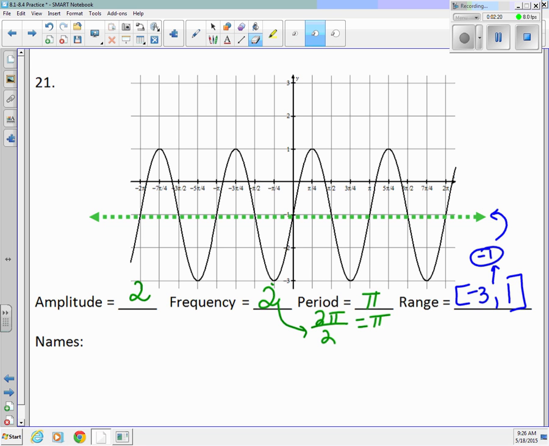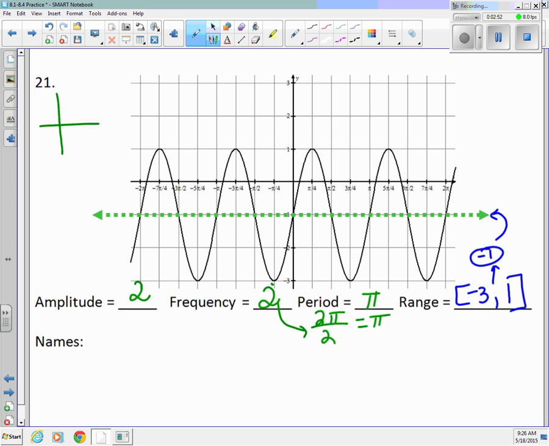Now I want to get names for this function. So a couple of things. What you might want to do, first of all, is take a look at the vertical shifting, because the vertical shifting doesn't change very much. Normally for sine and cosine, the midline is at 0. Normally the midline is here. Now my midline's at -1. So what that means is everything has shifted down 1 unit from the midline.